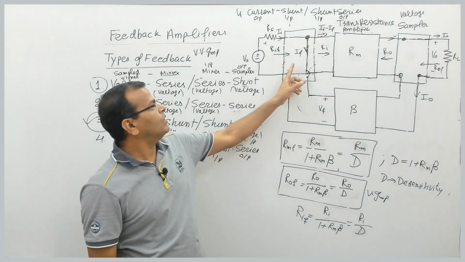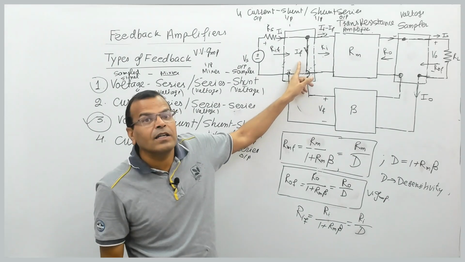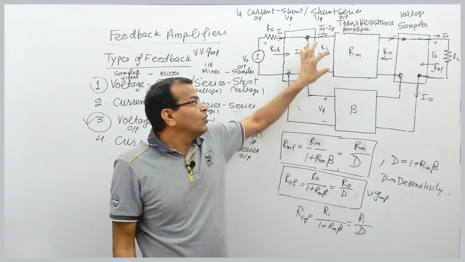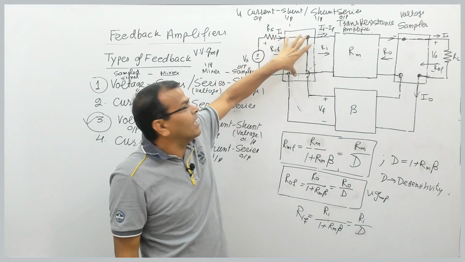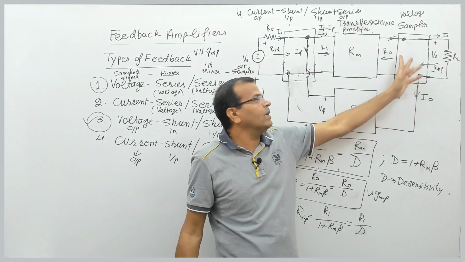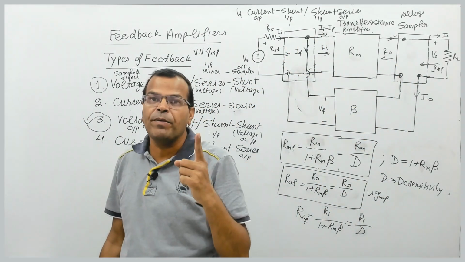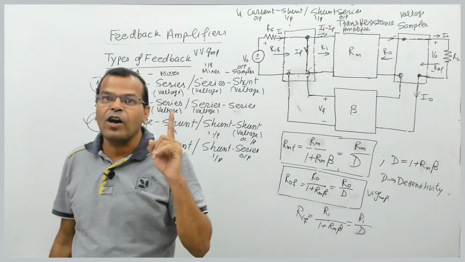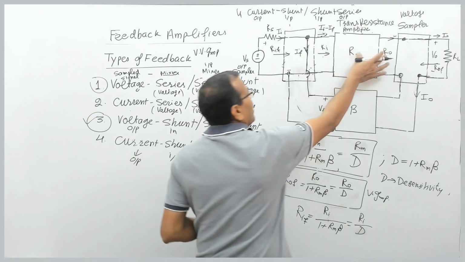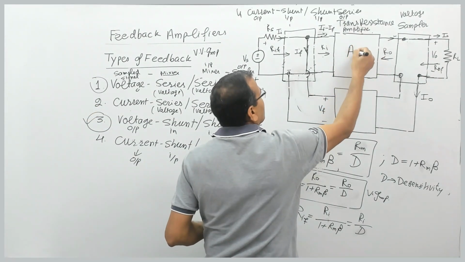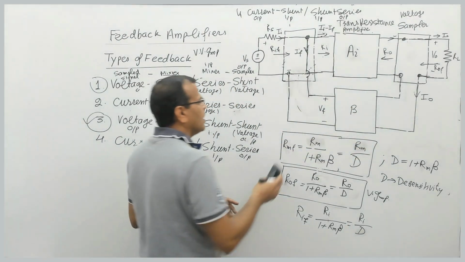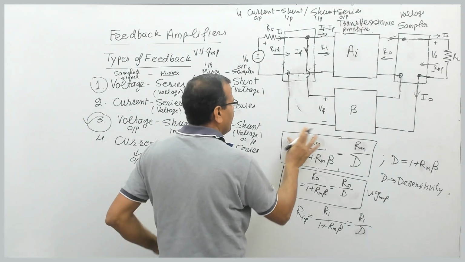Input side is shunt, this is shunt mixing. So if the input side is shunt mixing, the input signal is current. In case of shunt, it is current which is being mixed. So input signal is current and it is series sampling, so output signal is also current. So what is the type of amplifier? Current amplifier. Output signal is current, input signal is current, so it must be a current amplifier. And for a current amplifier, how do we denote the current gain? AI.